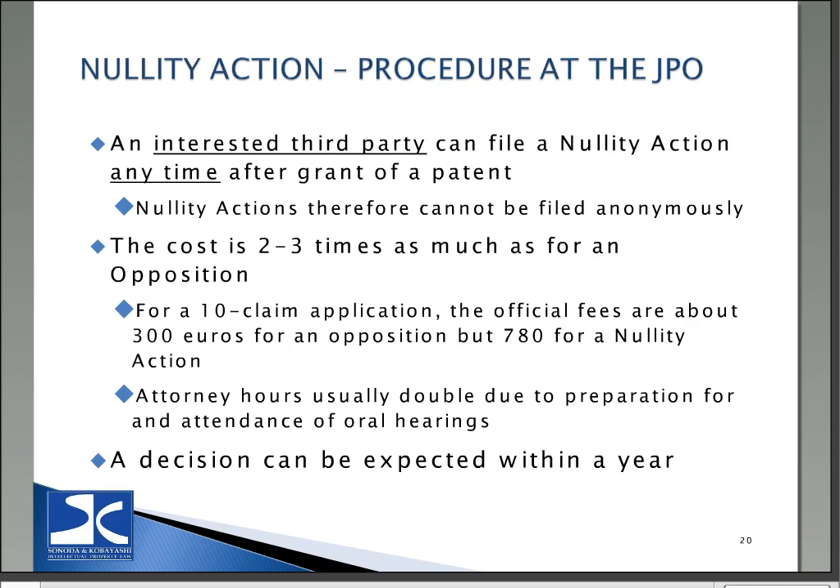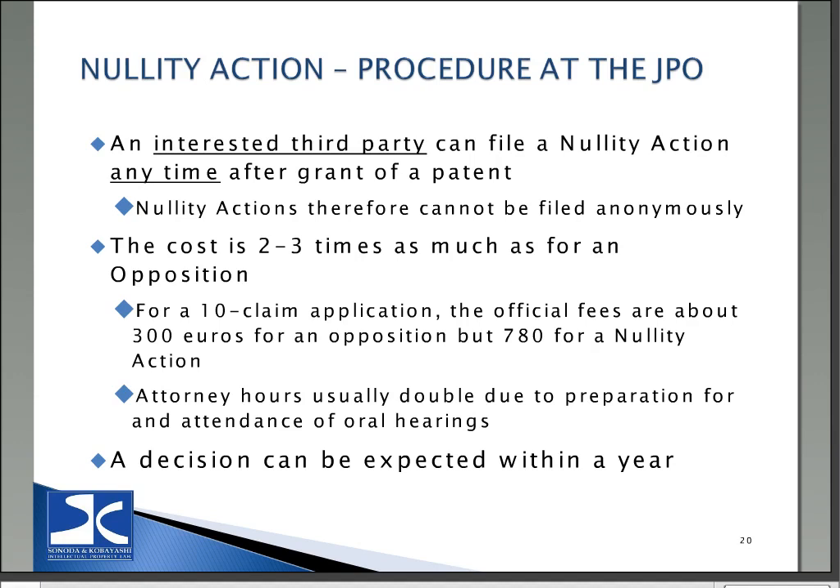Therefore, it is highly likely that the patentee assumes that you are infringing or are going to infringe in the future. Therefore, this will put you in the position of a potential infringer. So you must be aware of this. And the cost is twice or 3 times as much as for an opposition.